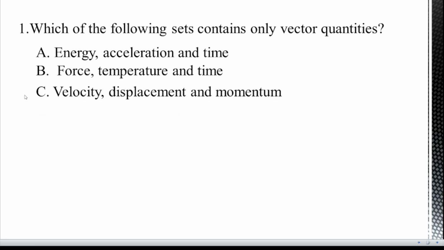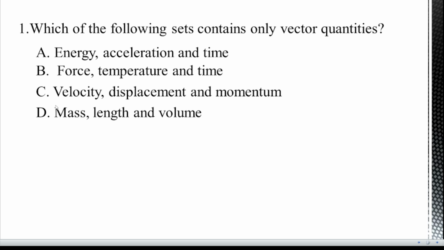C: velocity, displacement, and then momentum. Velocity is a vector physical quantity. Displacement is also a vector physical quantity. Momentum is also a vector physical quantity. And hence, our answer could be C. But to decide, first we have to see alternative D.